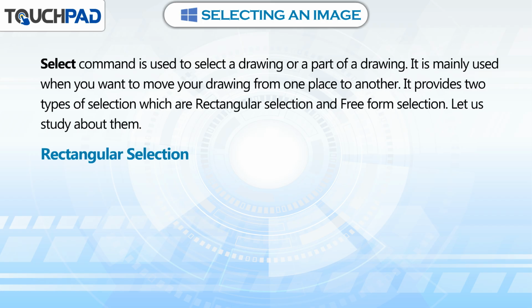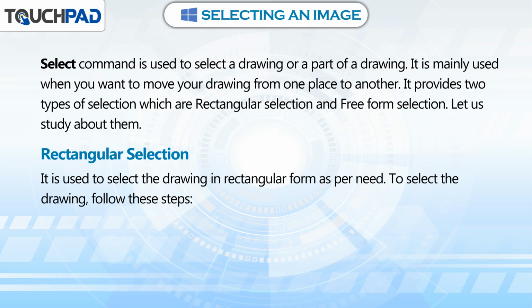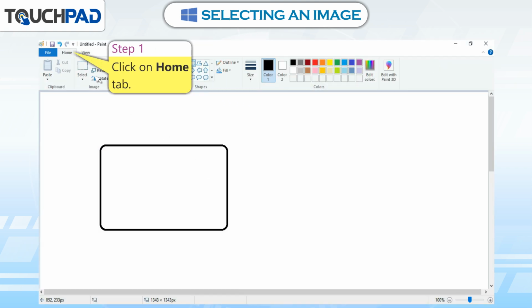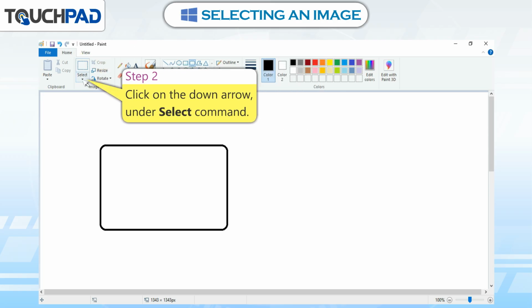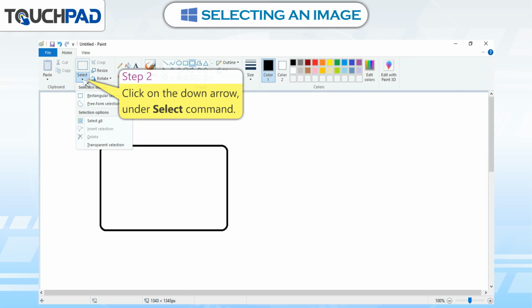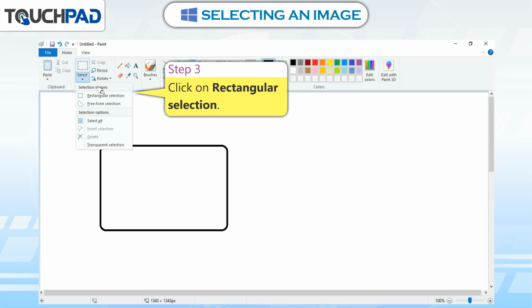Rectangular selection. It is used to select the drawing in rectangular form as per need. To select the drawing, follow these steps. Step 1. Click on Home tab. Step 2. Click on the down arrow under Select command. Step 3. Click on Rectangular selection.